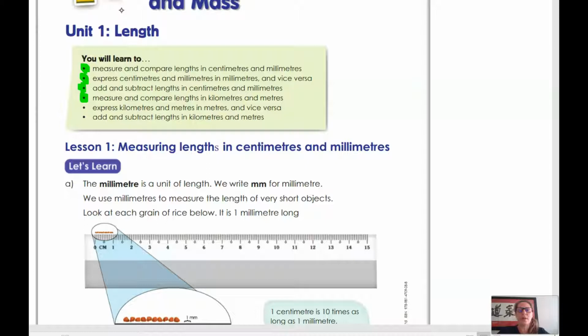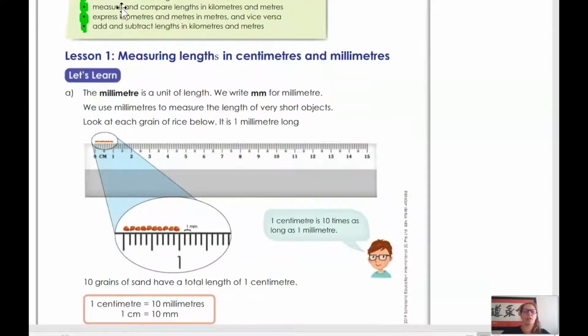We will measure and compare lengths in kilometres and metres. Now, I can't take you out for kilometres to measure, but we're going to do it in a book form, obviously. We're going to express kilometres and metres in metres and vice versa. Okay, same as centimetres and millimetres. We're going to add and subtract lengths in kilometres and metres.